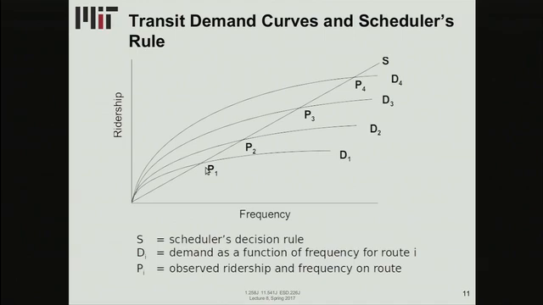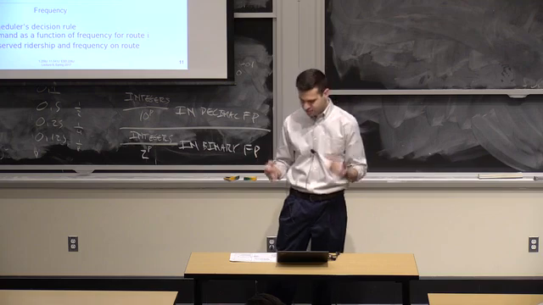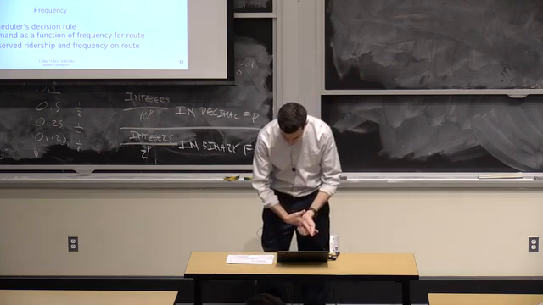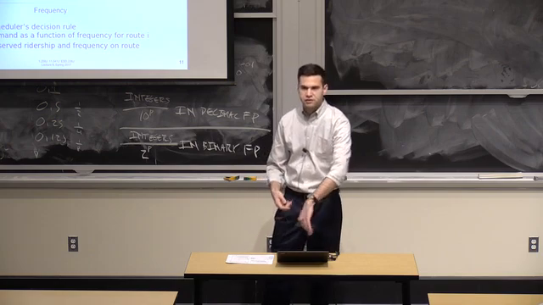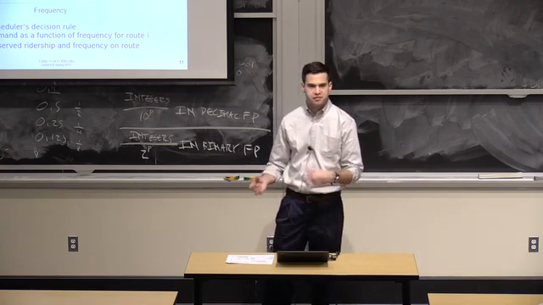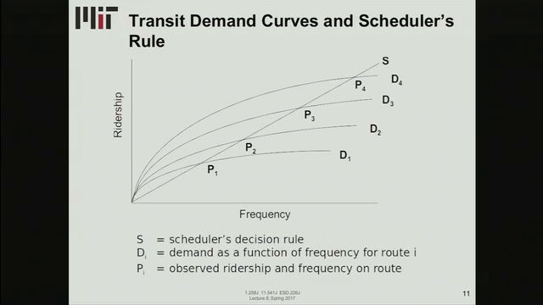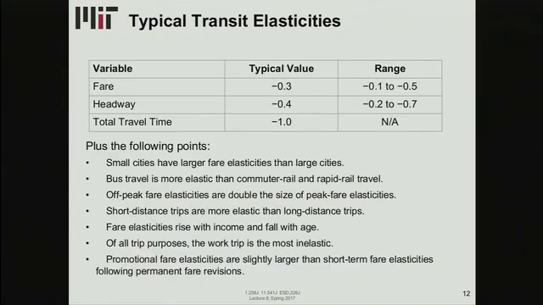So typically, again, agencies are reactive. They observe an increase, then they move to the next one, and they're always thinking about one demand curve, if at all. And so it's better for this reason to look at multiple factors at the same time instead of just one factor, such as frequency. Okay, so these are some typical transit elasticities. We have elasticities to fare, to headway, and to total travel time here. These are the typical values. If you look at many studies and take averages, this is what you find. So elasticity to fare, negative 0.3.